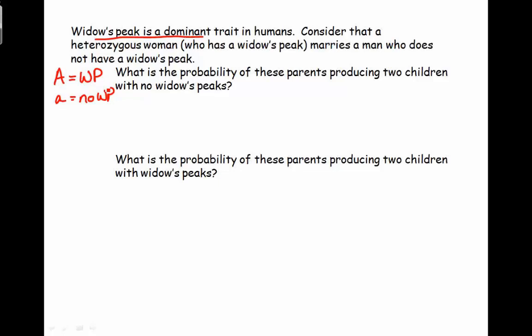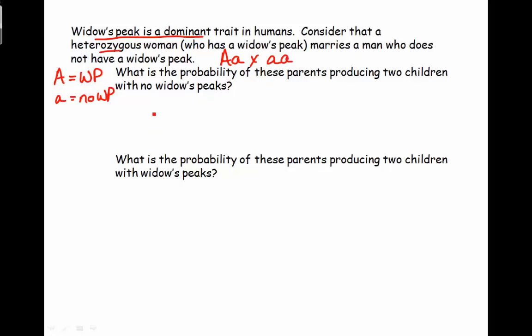So we want to know, what is the probability of these parents producing 2 children with no widow's peaks? Well, we have to figure out what the genotypes of the parents are initially. The woman, we're told, is heterozygous, so that tells us she's like this. She's going to marry a man who does not have a widow's peak. Well, keep in mind that if someone does not have a widow's peak, they can't have a capital A. So the only possibility for the father is 2 lowercase a's. So we want 2 children with no widow's peaks.